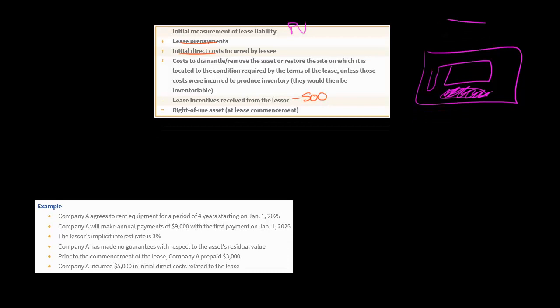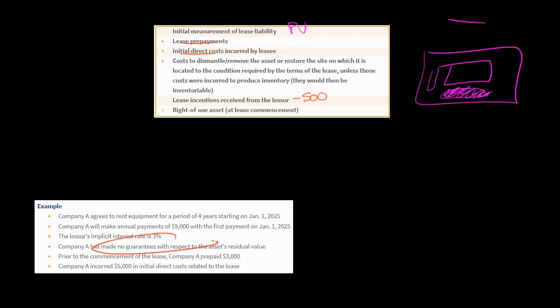So, let's do an example. Let's say we've got Company A. They are the lessee. They're going to rent equipment for 4 years. The lease term starts on January 1st, 2025, and that will also be the date of the first payment. They're going to make annual payments of $9,000, so you're going to have 4 payments of $9,000. Let's assume the lessor's implicit interest rate is 3%, and let's assume that the lessee knows that. They know what the lessor's implicit interest rate is, so then the lessee will use 3% when doing the discounting and the present value calculations to figure the initial measurement of the lease liability.